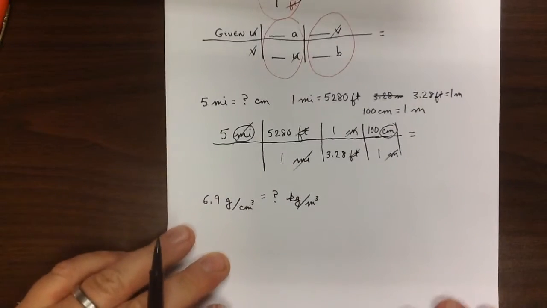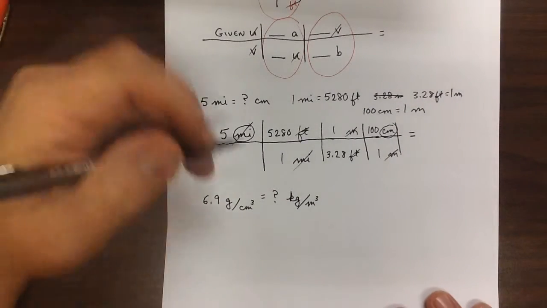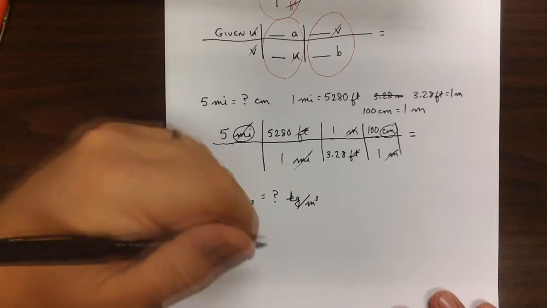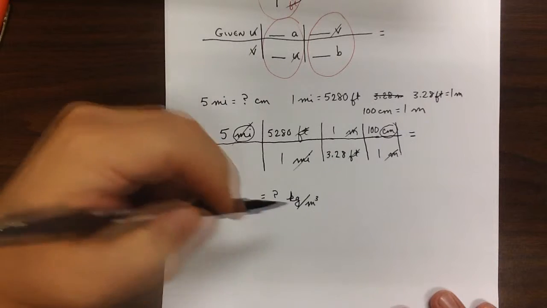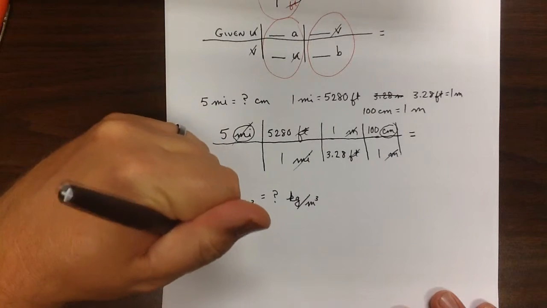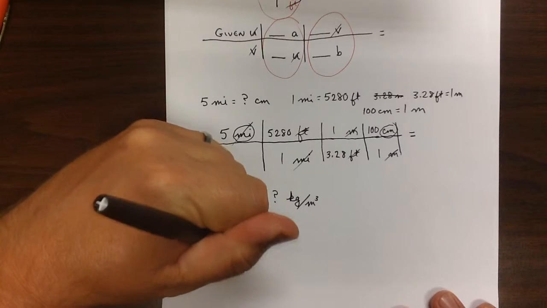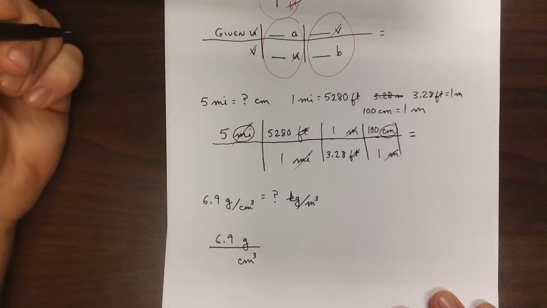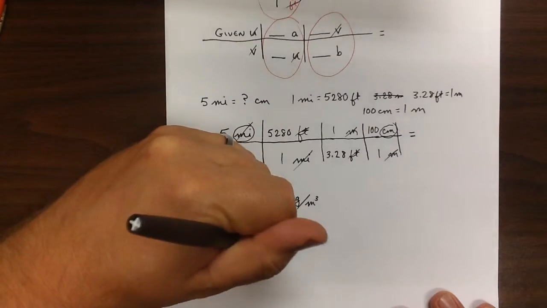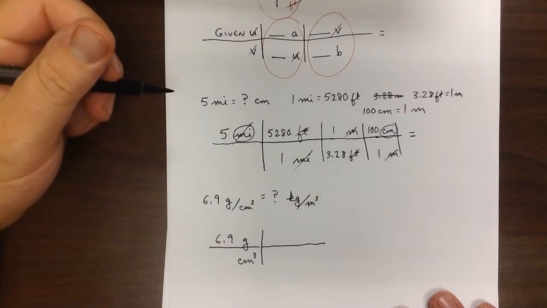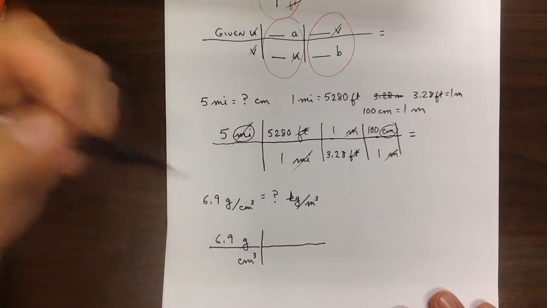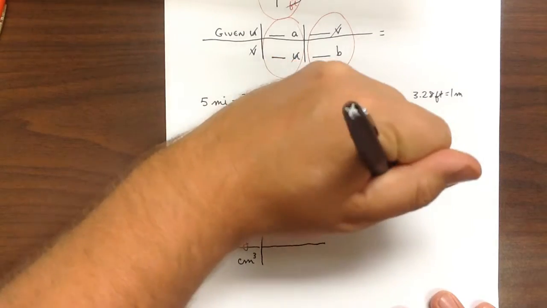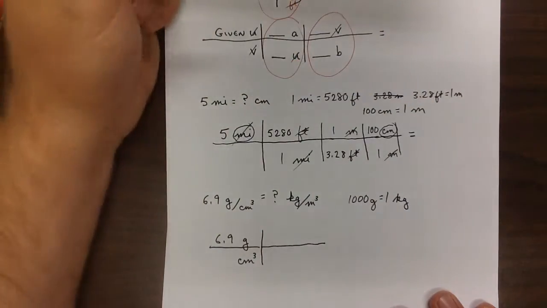Let's go down one and look at another example where we have a top and a bottom. And so this 6.9 grams per centimeter cubed, we're going to have to convert into kilograms per meter cubed. And so I've got 6.9, and I want to put grams on top and the unit centimeters cubed on the bottom. I'm going to convert the top part first. I want to go from grams to kilograms. The conversion I know is that there are 1,000 grams in 1 kilogram. There again, I know that off the top of my head.